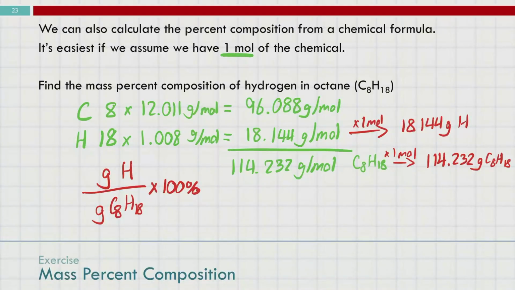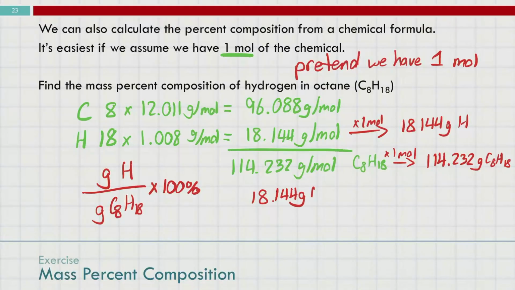Any questions so far where we got those? So again, we want to pretend we have 1 mole, just because it's the easiest. Now we can plug these in to our formula. Our 18 grams of hydrogen, our 114 grams of octane times 100%.